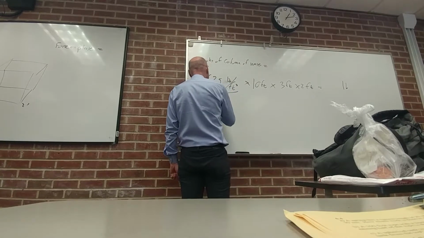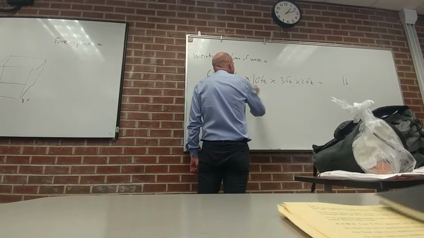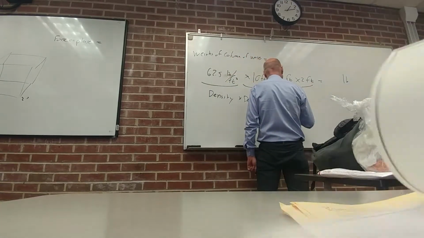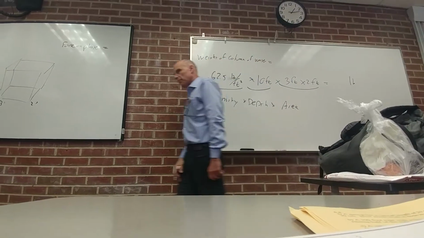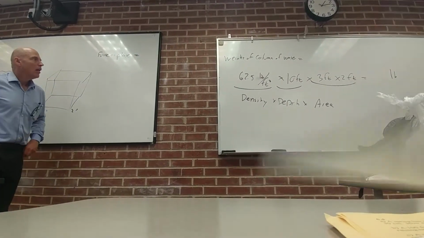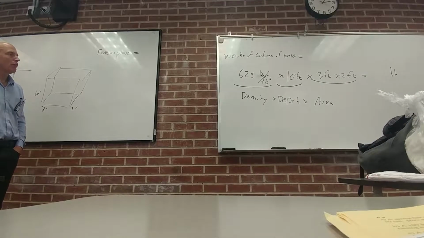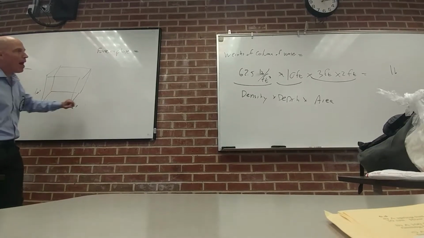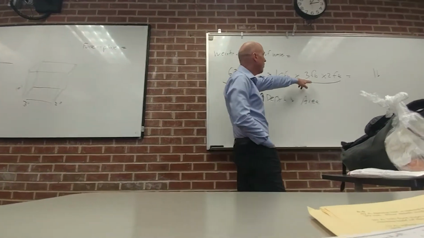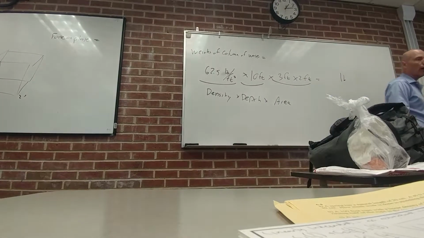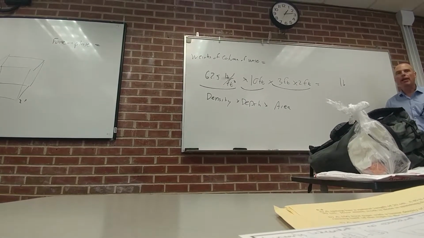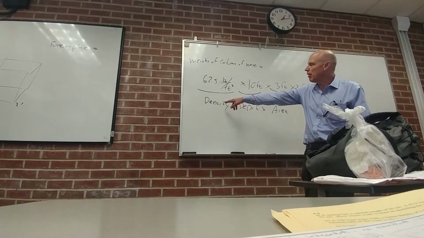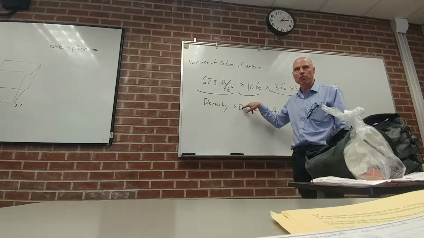And what I want you to see here is the calculation. 62.5 is the density. The 10 feet is the depth. And this 3 foot times 2 foot gives us the area. So when we're talking about the force on something, what you want to remember is that the calculation of force is going to be density times depth times area.